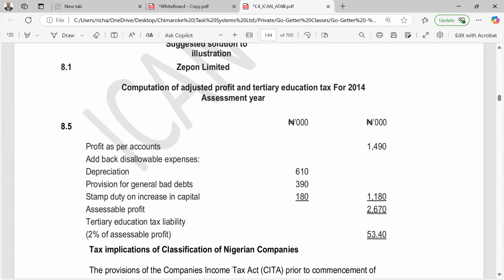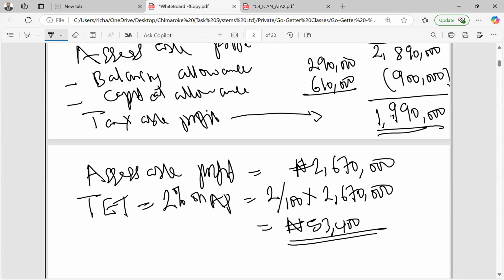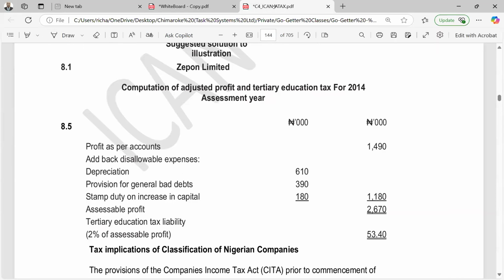So remember, they called it assessable profit here. It is still assessable profit, even though we know it as our adjusted profit. I went ahead to do other things they didn't do here, but I did that for the purpose of showing us total profit, which is our topic for the day. But they stopped at assessable profit, which was what the question was asking you, and they calculate 2% on assessable profit.